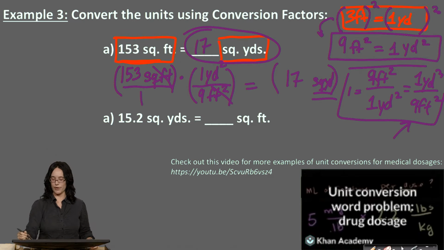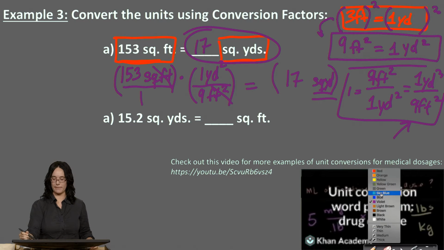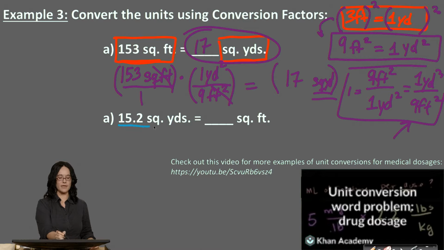Let's have you try the other one on your own. See if you can do it. How would you go from 15.2 square yards into square feet? Let's see how you did. So you took 15.2, let's say yards squared, square yard, same thing. What would you need to multiply by in order to get into square feet, or feet squared?